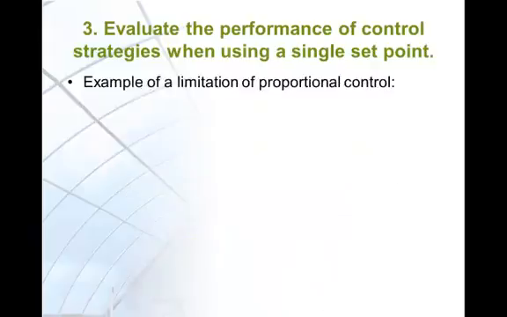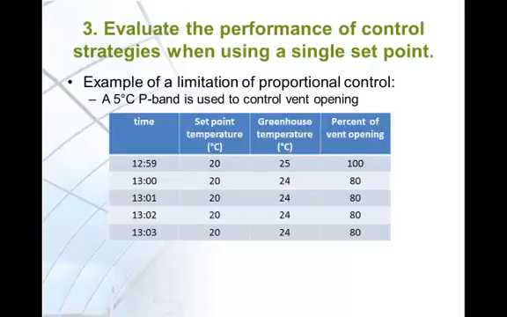Let's discuss a limitation of proportional control. To describe a problem that can occur when using proportional control, we will discuss the 5 degrees Celsius P-band used to control vent opening. Set point temperature in the greenhouse is 20 degrees Celsius.